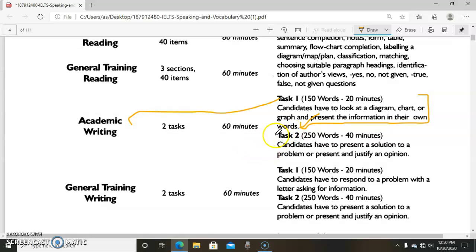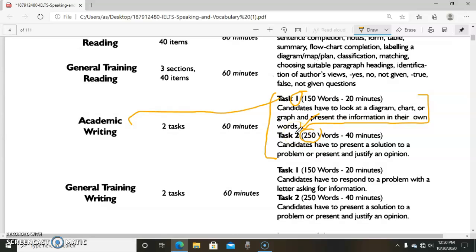The second task is task 2, and the number of words you have to write is 250. If you write more, no problem, but you should not write less than this number. 40 minutes time is given to you. Both of these tasks will be given to you in one paper, right? Sometimes people spend more time on task 1. This is not a good idea, okay? This is not good, because you need more time to be given here to task 2.